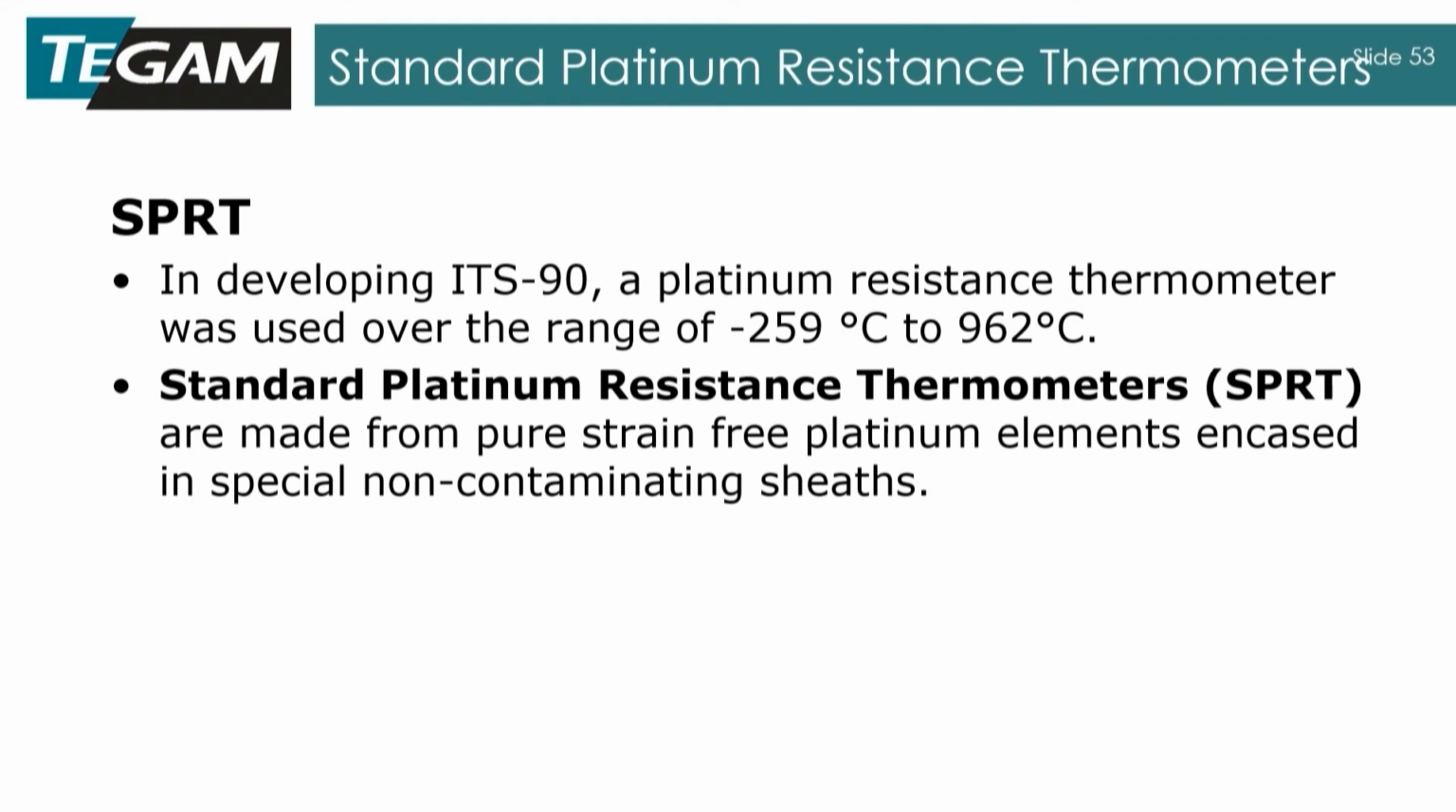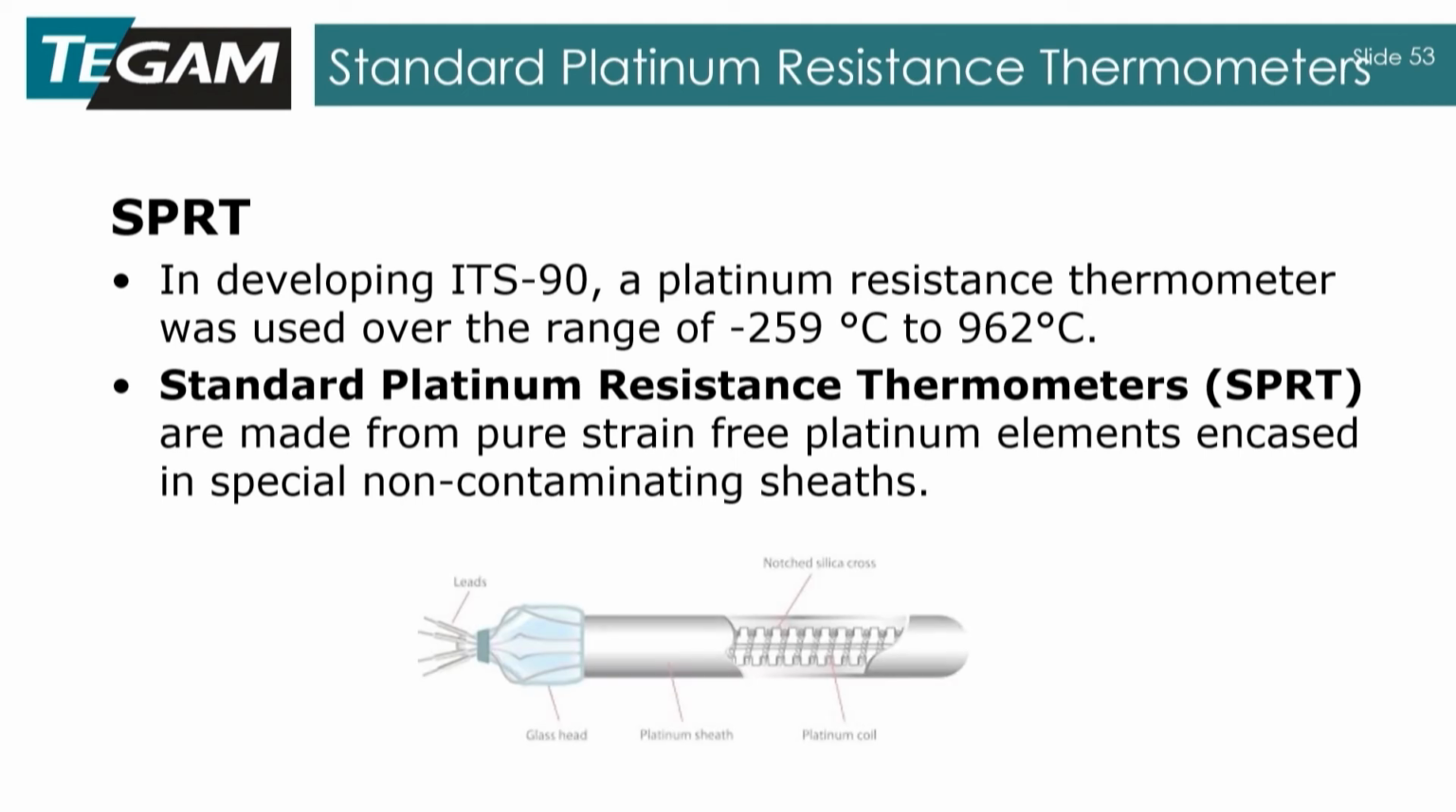And these are made from pure strain-free platinum elements encased in special non-contaminating sheaths. So what you're going to have here is the platinum sheath, a notched silica cross, basically a ceramic in there that's notched, and then you take the platinum coil and it's threaded finely through those notches so that you have a very exact and very uniform spiral around that. You're going to have a glass head for installation, and then there are your leads for your 4-wire measurement to whatever device you're going to be hooking this into.